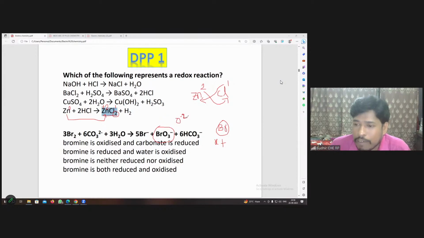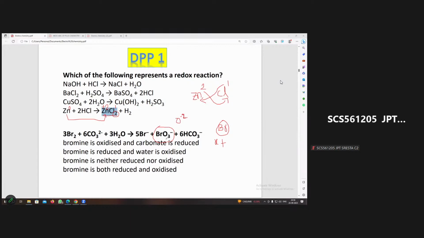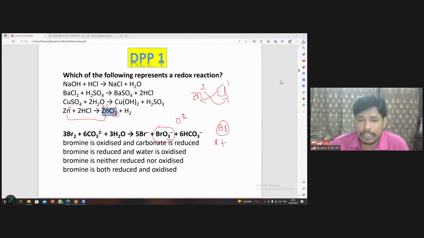The general oxidation state of oxygen is -2. How many oxygen atoms are present in this ion? 3 oxygen atoms are present. So I have to take the total product. 3 oxygens are present, and each oxygen is bearing -2 oxidation number.